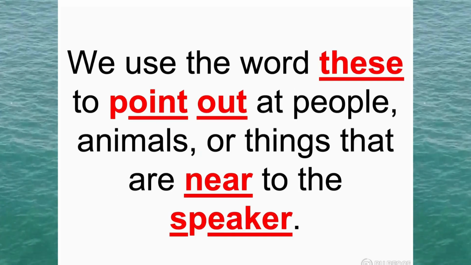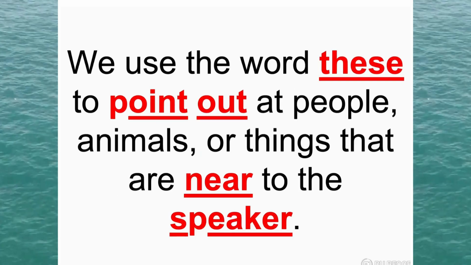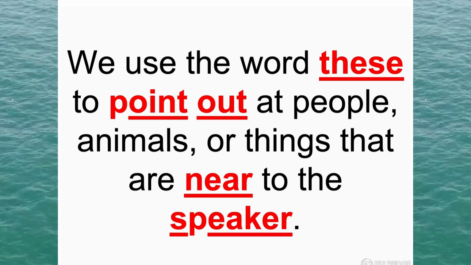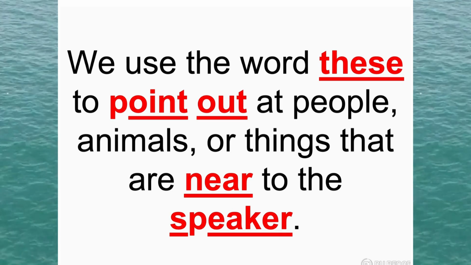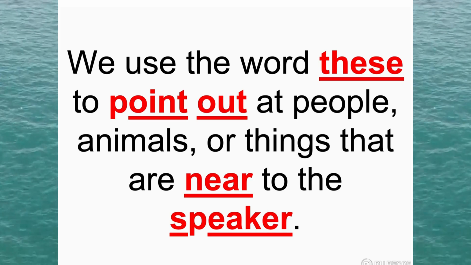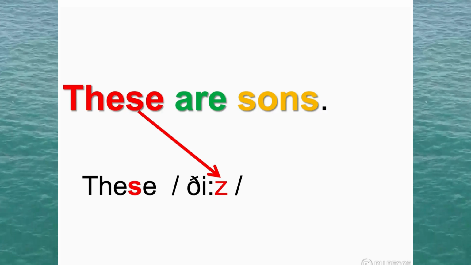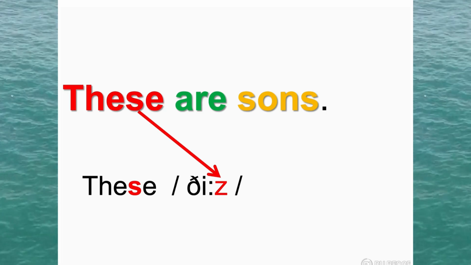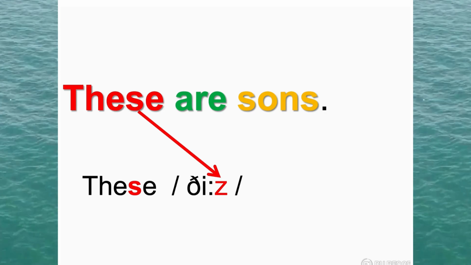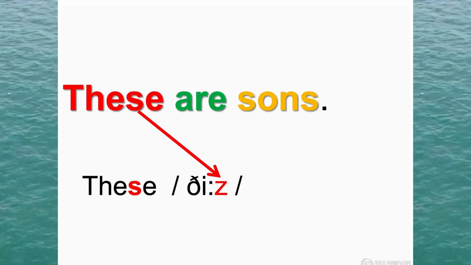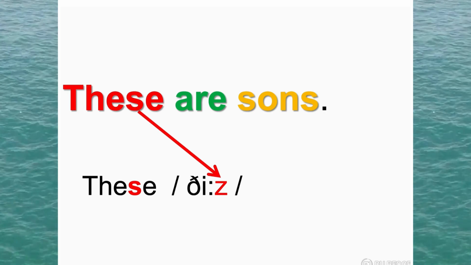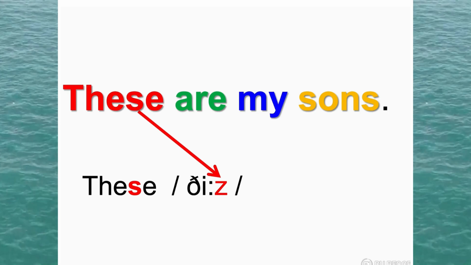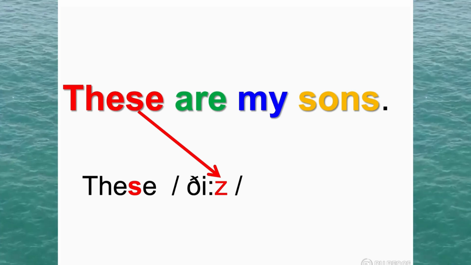Near me. We use the word these. These is the plural of this, to point out or to show that people, animals, or things are near to the speaker. Very near to the speaker. Let's see. These are sons. The pronunciation of the first word is these, and it's not this. These is the plural of this. These are sons. These are my sons.